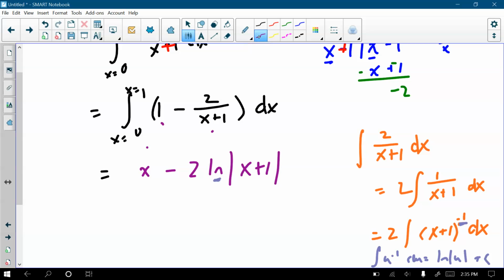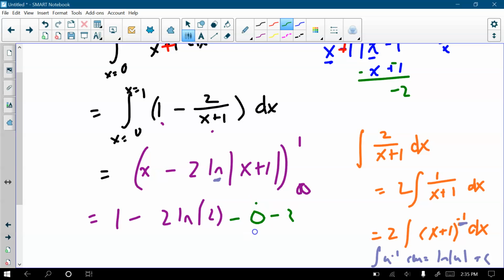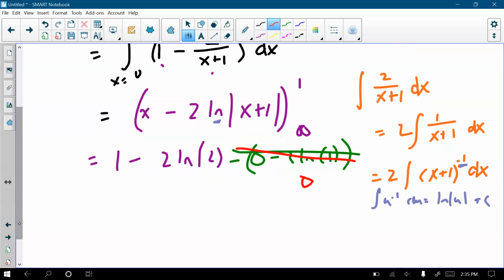Now I'm going to evaluate this from 0 to 1. And then we do top minus bottom. So let's do 1 minus 2 ln of 2. Remember I dropped the absolute value because I don't really need it, because the absolute value of 2 is 2. Then we're going to do minus, let's plug in 0. 0 minus 2, put parentheses, 0 minus 2 ln of 1. Oh, look at that. Ln of 1 again is 0. So all of this is 0, because it's 0 minus 0. So your final answer, 1 minus 2 ln 2.